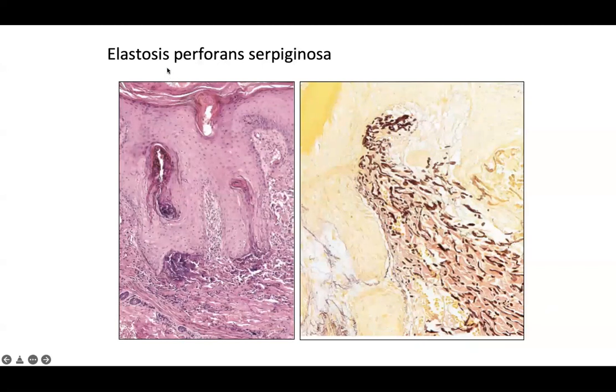So here you can see this perforating eosinophilic to basophilic mixture of material as the elastic fibers are actually being perforated through the skin. And this is a Verhoeff-van Gieson stain to really highlight those elastic fibers being pushed up through the superficial dermis and out through the skin.